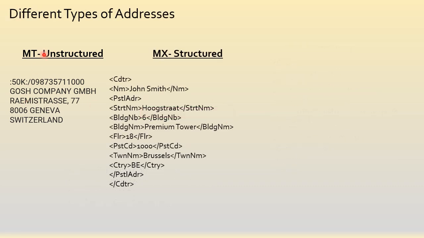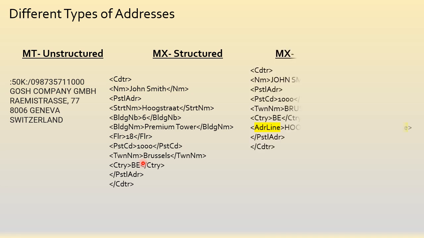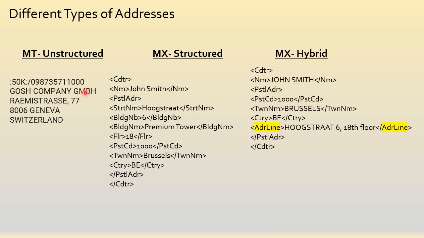Now that you know what is unstructured and what is structured, it's important to also understand it's not easy to make the transition because you need to capture all these additional elements in your core banking or your product processors. So what Swift came up with in this release is a hybrid, a best of breed between these two.